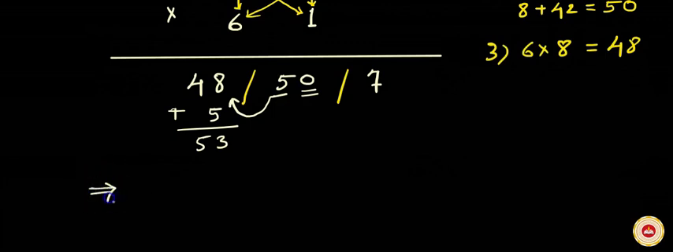Okay, so for the final answer, write the left part as it is, that is 53. Cancel this 5 because we have already passed it. Write 0 and write this 7 as it is. So the final answer is 5307.